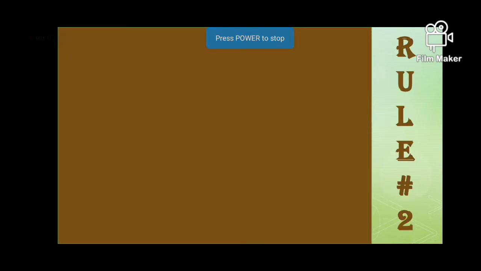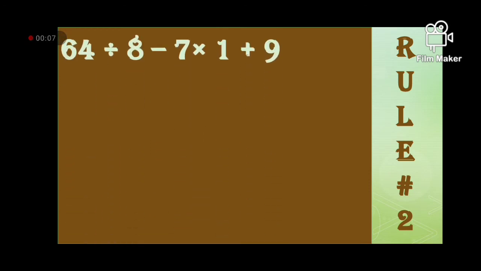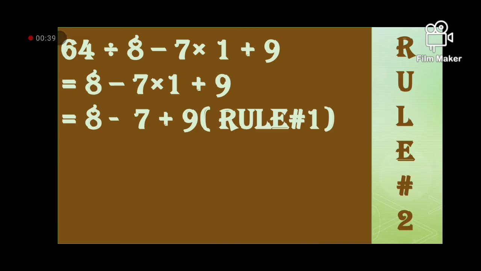Now let's solve another sum with rule number 2, then rule number 1. 64 divided by 8 minus 7 multiplied by 1 plus 9. According to the rule number 2, we will divide first. 8 8s are 64. 8 minus 7 multiplied by 1. Now we have to multiply. 7 multiplied by 1. 7 ones are 7. 8 minus 7 plus 9.